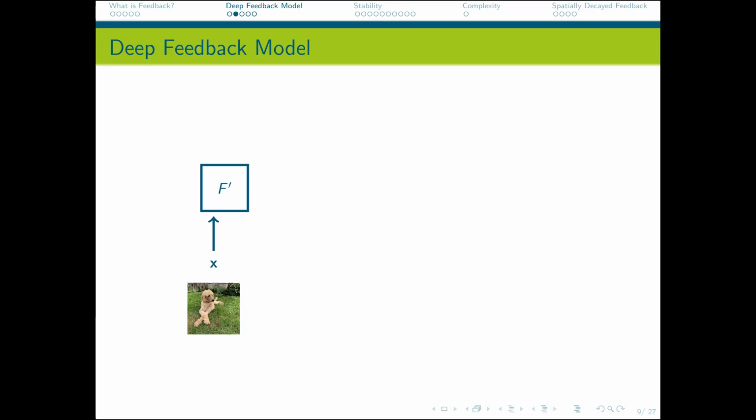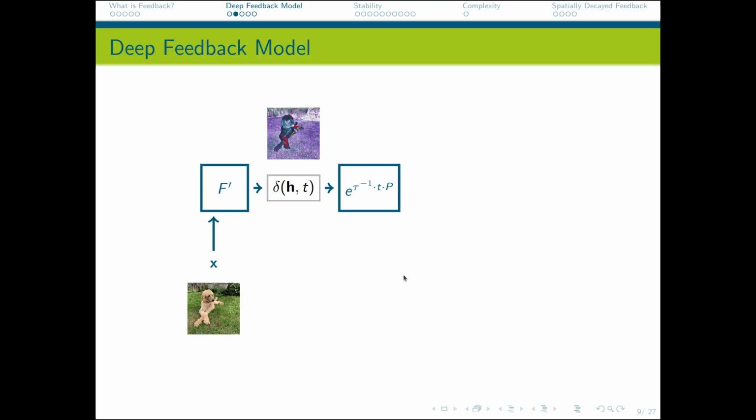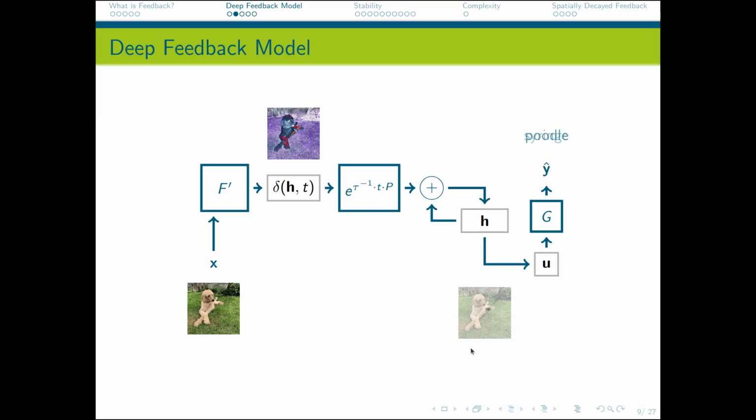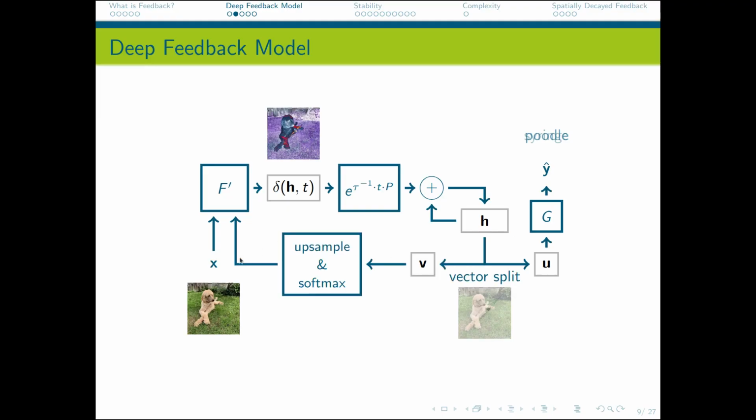Now, what does this mean in terms of circuitry? So bear with me. Again, we have the beautiful poodle representation. We feed it back to the neural network. The neural network is going to give an error signal, which is the difference between the internal state and the stimulus. Then this is processed by the exponential of a matrix P. We aggregate these in a state vector, and this state vector is going to have the internal representation. Then this vector is split: one part goes to the classification head to give a decision, and the other part is going to be upsampled, softmaxed, and concatenated to the stimulus representation of the beautiful poodle.